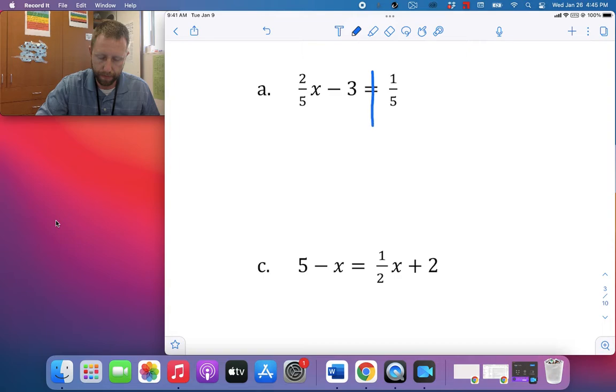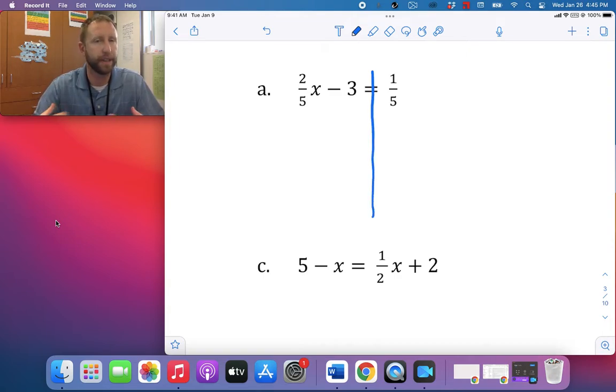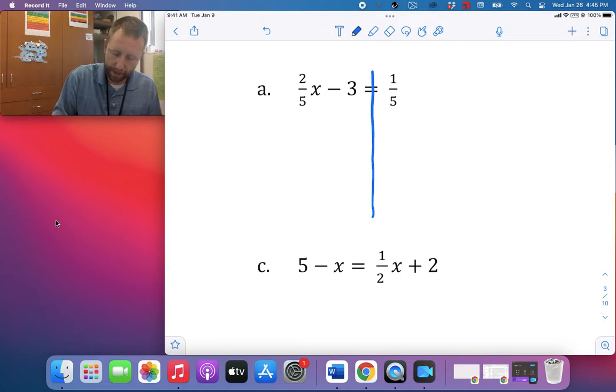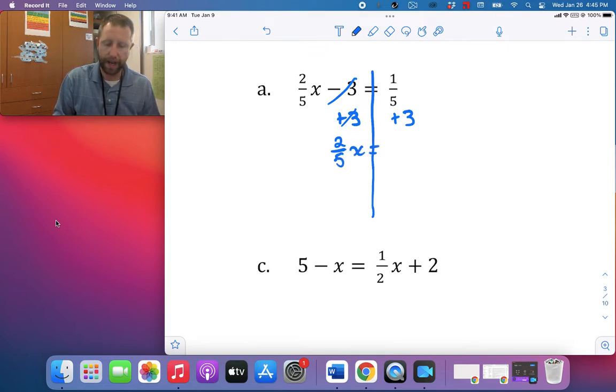When I draw my wall, it's just a 2-step equation. Don't let the fractions make this seem more difficult than it is. We still do the same steps to get x by itself. My first step in this case is to add 3 to both sides. And that gets me 2/5 x is equal to, now 1/5 plus 3 is 3 1/5. Not too difficult to come up with that one.